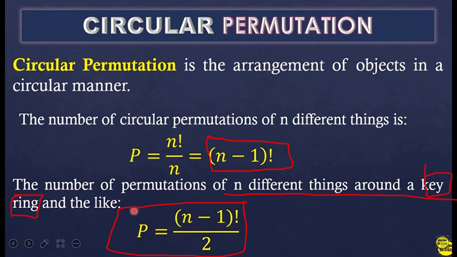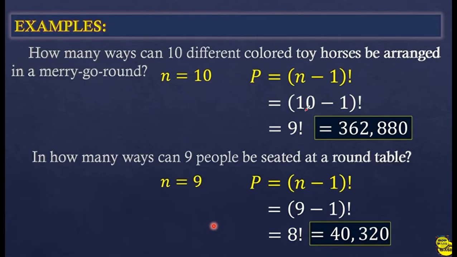So we have n minus 1 factorial again as the formula that we will be using for circular permutations. But if we have the key ring, we will be using this formula, n minus 1 factorial over 2. Okay, so we have here an example.